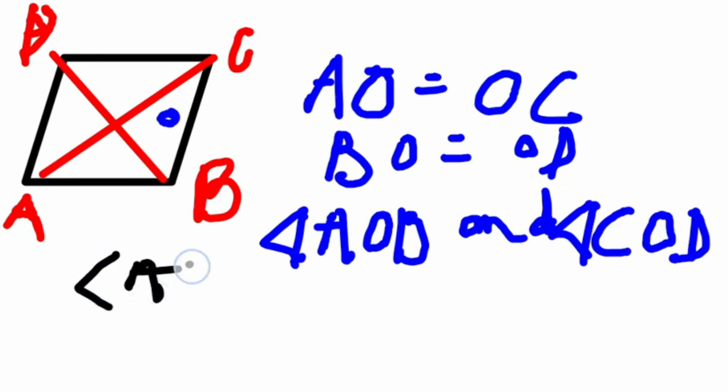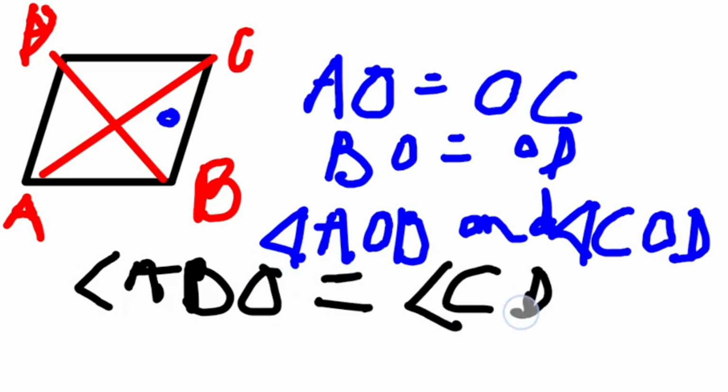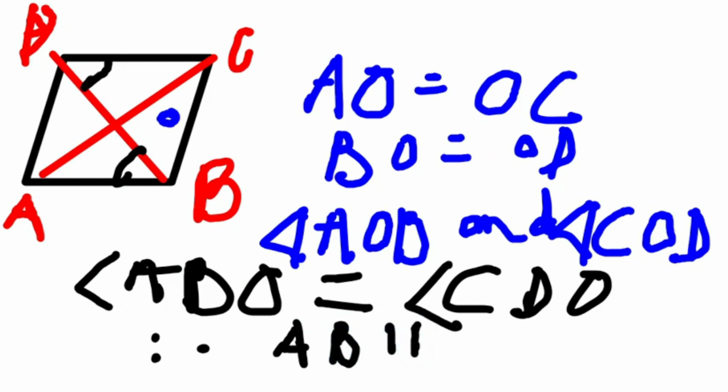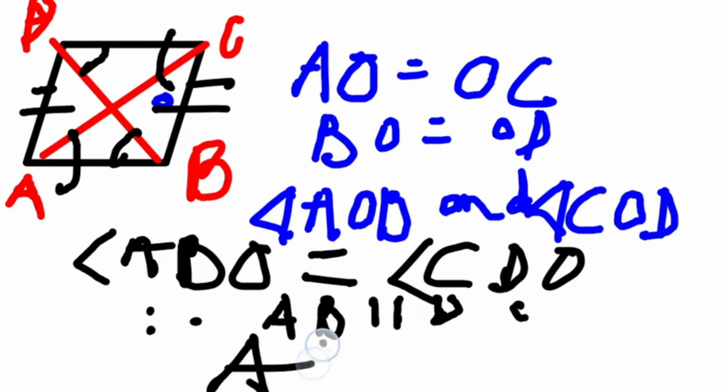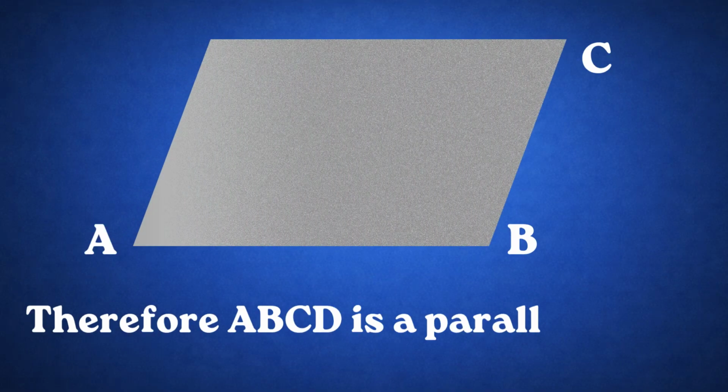Therefore angle ABO equal to angle CDO, and they are alternate angles. Therefore, side AB is parallel to DC. Similarly, angle OAB equal to angle OCD. They are also alternate angles. Therefore, AD parallel to BC. Therefore, ABCD is a parallelogram.